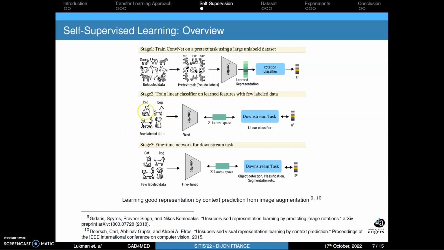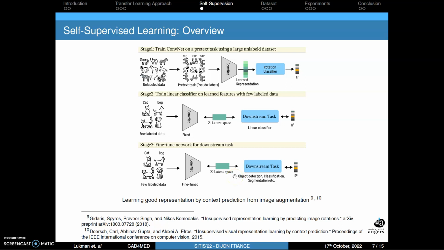This is further trained in stage 2 with a linear classifier on the learned features from the initial stage with very few labeled data. Furthermore, in this third stage, we fine-tune this model for the complicated or the intended downstream task. In this case, it's object detection, or it could be classification or segmentation.